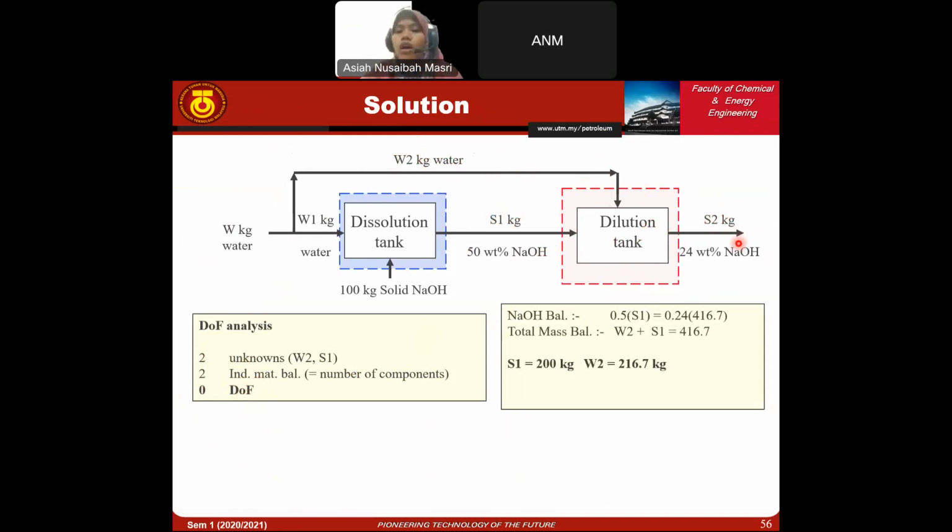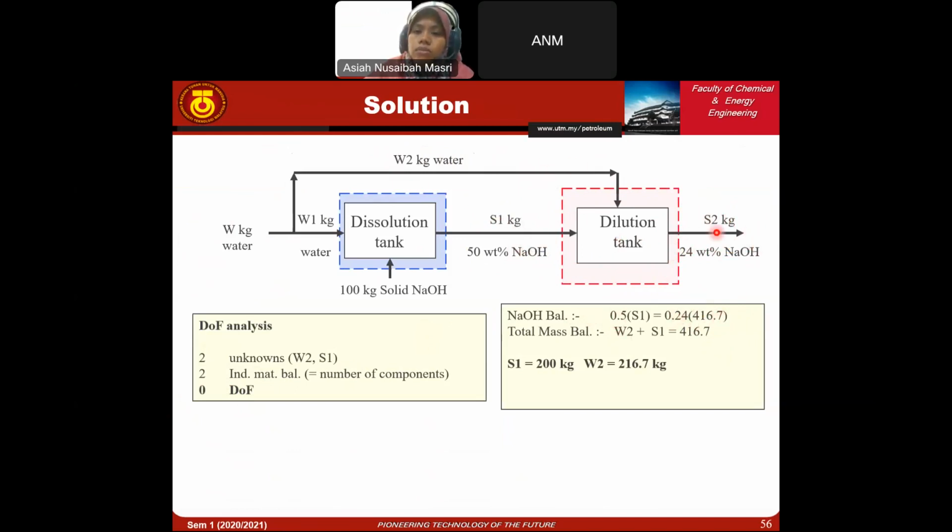We can continue with the dilution tank equations. Solve it. Start with the NaOH balance. We have NaOH here, we have NaOH here. Input equals output: 0.5 times S1 equals 0.24 times S2. We know S2 is 416.7, so we are able to solve for S1.